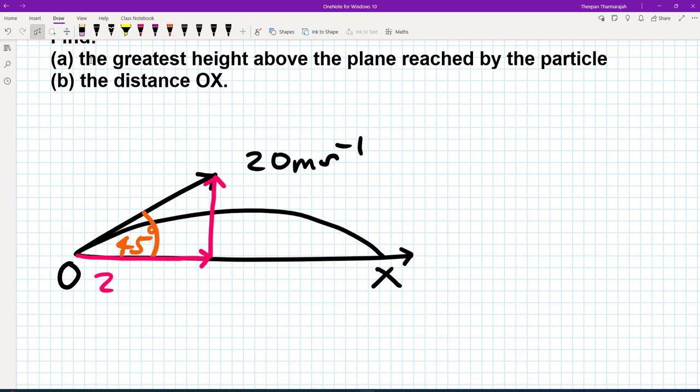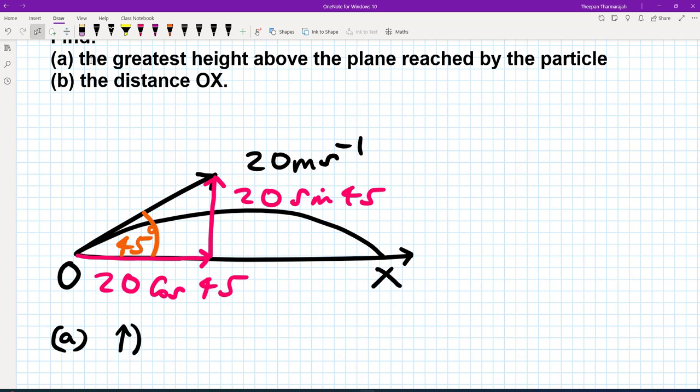So we know that this is 20 cos 45 and this is 20 sine 45. Now, part 8 of the question states, find the greatest height above the plane reached by the particle. So let's do a suvat, taking upwards as positive.